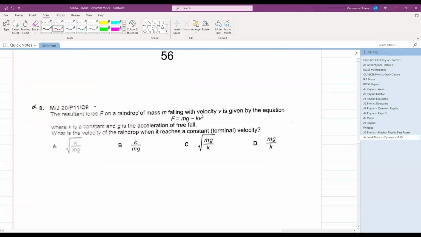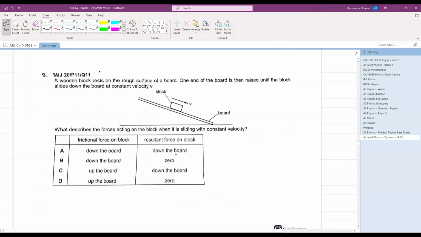Okay, let's see this. The resultant force acting on a raindrop of mass m falling with velocity v is given by this equation. Where k is a constant, g is the acceleration of free fall. What is the velocity of the raindrop when it reaches constant terminal velocity? So at terminal velocity, your resultant force equals 0. Resultant force is equal to mg minus kv^2. Bring kv^2 to the other side, it is equal to mg. v^2 is equal to mg over k. v is equal to the square root of mg over k. Any answers like that? C is your answer. Okay, let's see this.